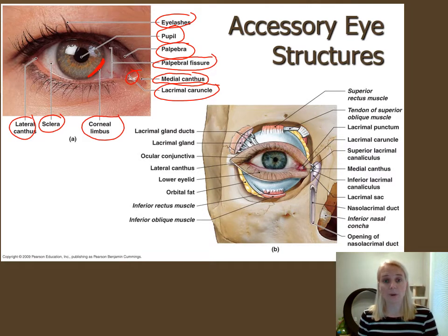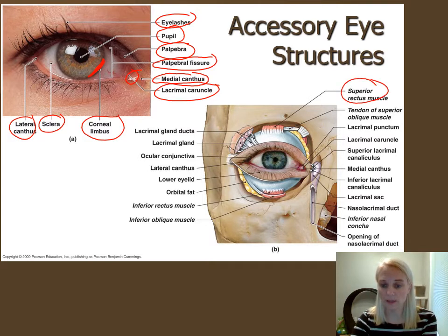All right, so before we get into the lacrimal apparatus on this other picture, I just wanted to point out some of the other accessory structures. Your extrinsic eye muscles are also accessory structures. There's two groups of muscles: extrinsic and intrinsic. Extrinsic muscles are the skeletal muscles that move your eye up, down, left, right, and around in circles. And we have them listed here.